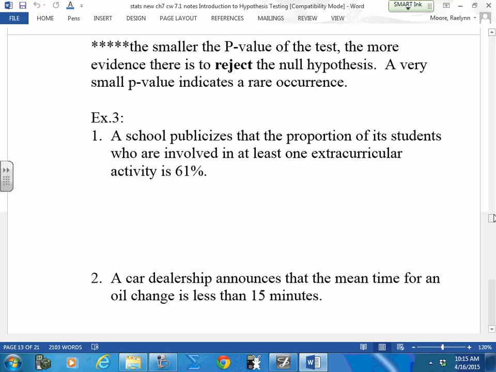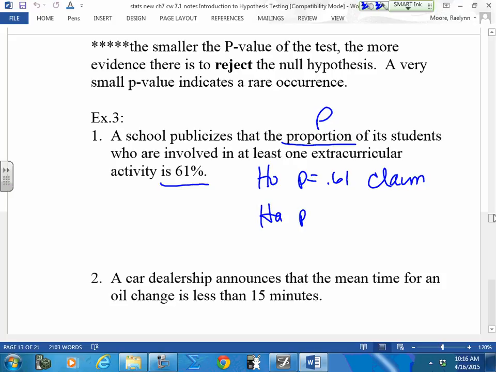All we need to do is determine, is it a left tail or right tail? I'm just going to do one. This is what we've been doing. A school publicizes that the proportion of the students who are involved in at least one extracurricular activity is 0.61. How do I write this claim? P equals 0.61. Good. Is this the HO or the HA? It's the HO because it has an equal sign. Good. What's the HA? Not equal to. What tail test is this? Two-tail test.